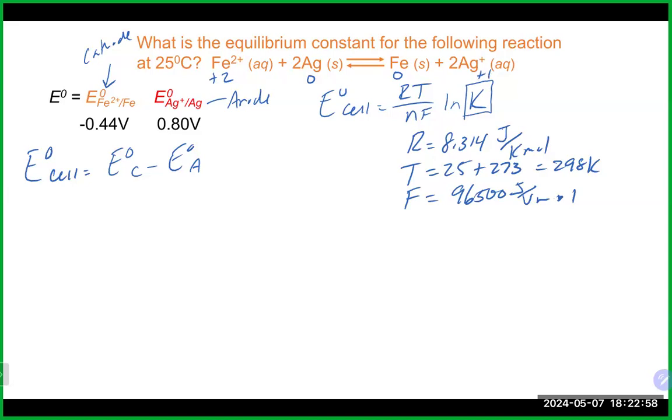Remember that you go with the more positive one in a case where they don't give you any information other than, hey, you built the galvanic cell out of these two things. And so you could then go with the more positive one as your cathode.